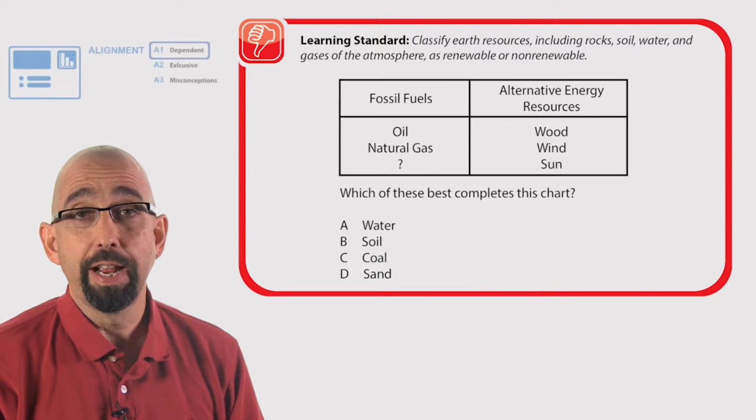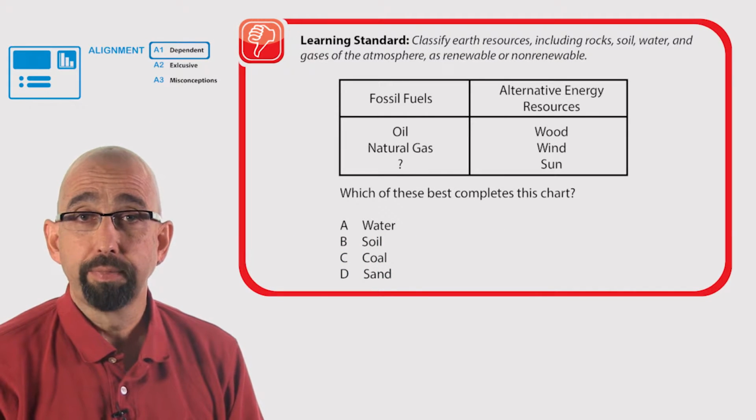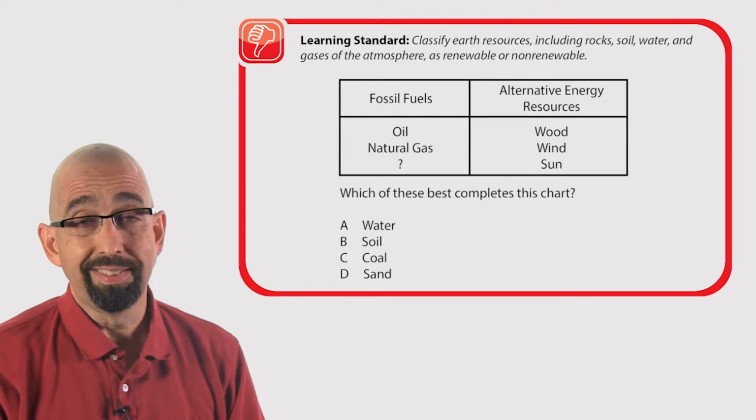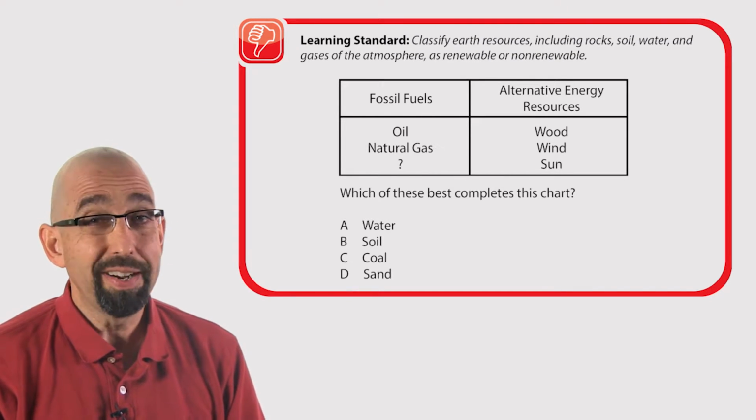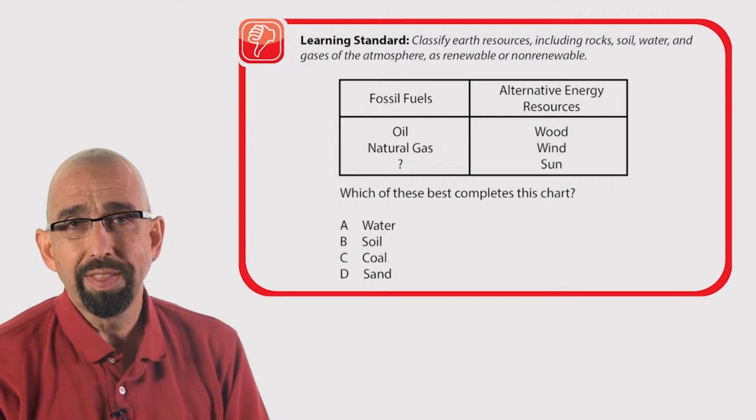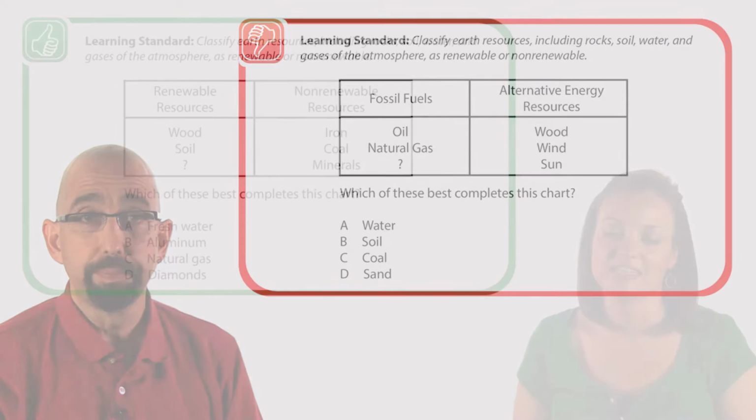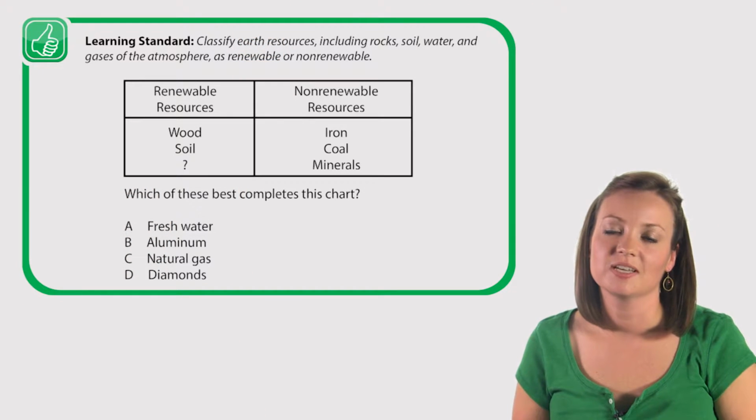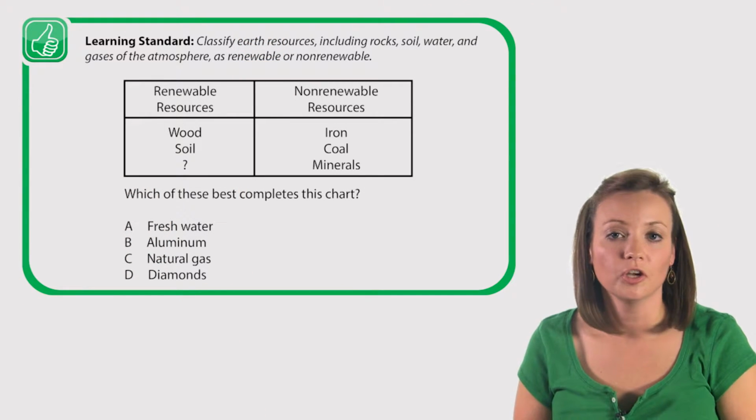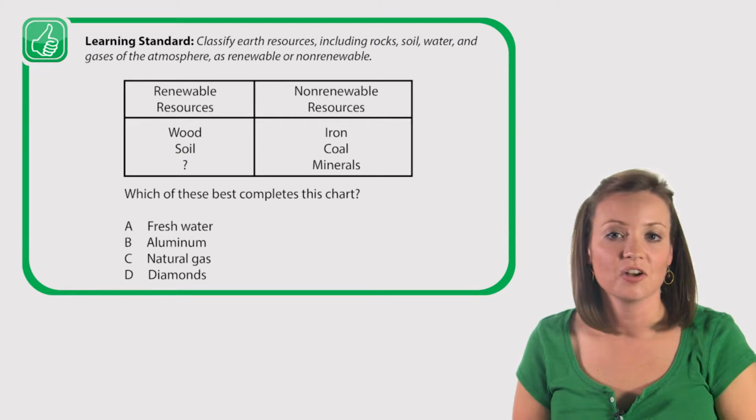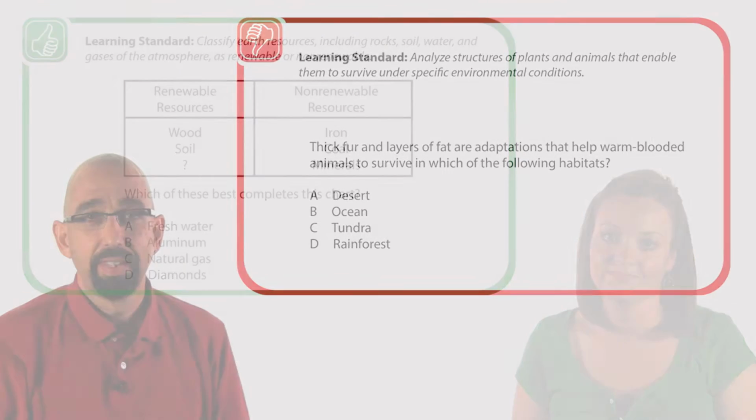This example fails at criterion A1, dependent. It fails because the right answer does not depend on the learning standard. A test taker can get the correct answer by knowing that coal is a fossil fuel without knowing anything about whether or not fossil fuels are renewable or non-renewable. This example is improved because now the test taker is required to know which of the resources is renewable before they can complete the chart. This more accurately reflects the content of the learning standard.